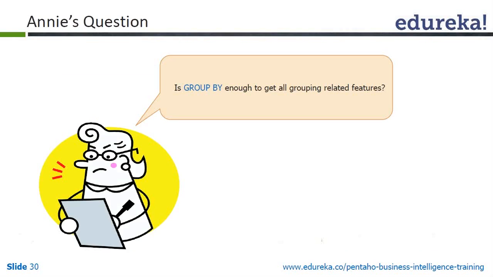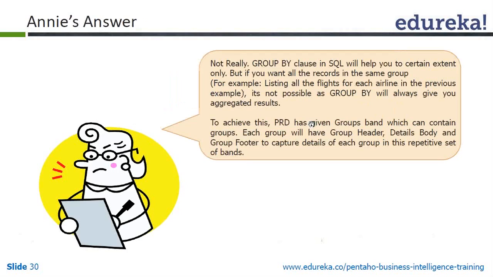Now, is group by enough for all grouping related features? In the reporting world, you cannot rely on SQL group by alone. In SQL, it will just aggregate the data, but here in the reporting world, you may not need aggregation of data, but you may need to classify the data based on the group. So the answer is not really. I have already explained why. And that's the reason PRD has given group bands, and that's where the group header will be put, and for that particular group you can classify all the data underneath that.